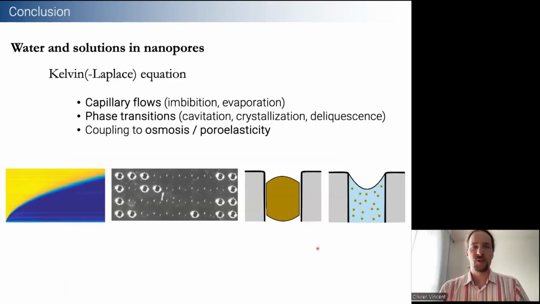Okay, so I'm reaching the end of my presentation here. What I've shown is different experiments, but the common theme is the behavior and dynamics of water and solutions in nanopores. And what I've shown is that a lot of its dynamics and thermodynamics has to do with the Kelvin-Laplace equation. And the Kelvin-Laplace equation entails capillary flows, like imbibition or evaporation, like I've shown. It can also drive phase transitions. I've shown examples of cavitation, crystallization, and deliquescence. And also, it can couple to other effects like osmosis or poroelasticity to generate dynamics and patterns.